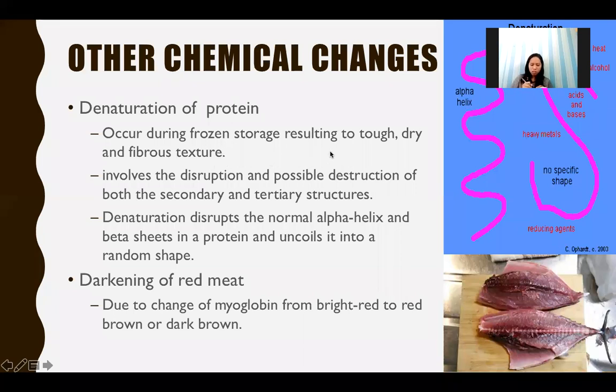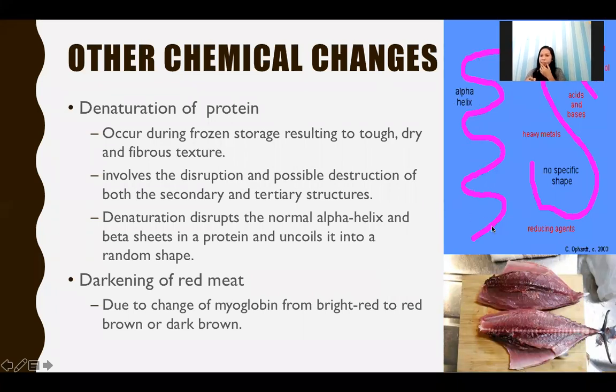Kaya kung hahawakan niyo yung isda na galing sa freezer, ito yung kanyang texture, tough, dry, and fibrous texture. It involves the disruption and possible destruction of both the secondary and tertiary structures. So this is the example that we have here, the alpha helix. The normal structure is ganito siya. Helix nga, di ba? Alpha helix. So pag nag-undergo siya ng denaturation of protein, ang kanyang shape is magiging random. So disrupted na ang kanyang content. So no specific shape if merong denaturation of protein.